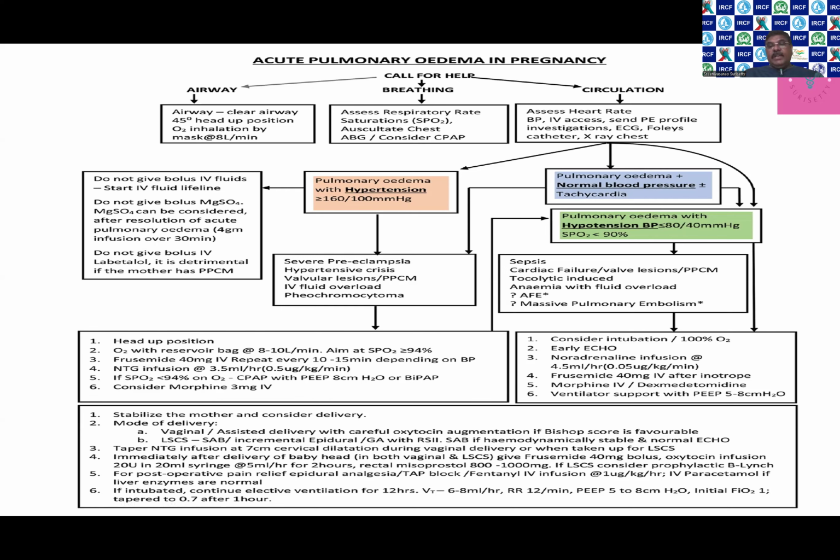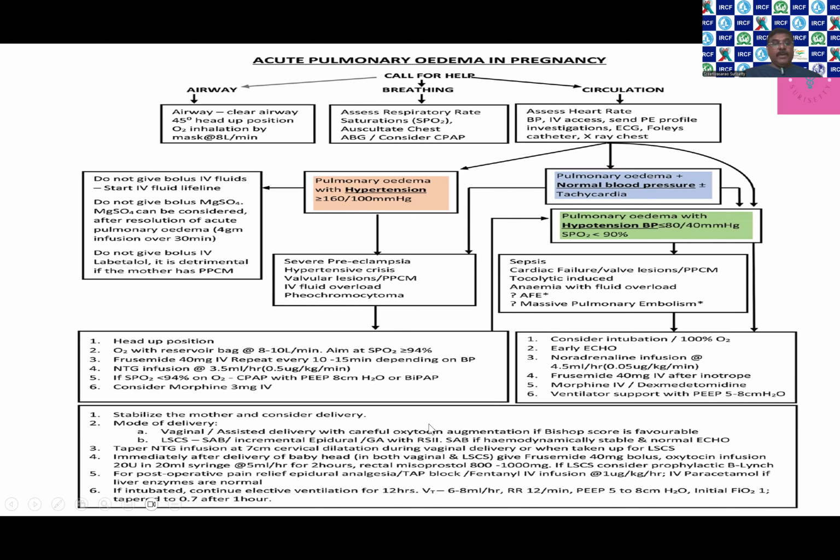If the patient's condition is deteriorating, you have to intubate the patient and go for an early echo to diagnose the condition, and take the help of noradrenaline 4.5 ml per hour, that is 0.05 micrograms per kg per minute, to maintain the inotropism. Along with the vasopressors, you have to give furosemide 40 milligrams IV, only after the inotrope. And you have to give morphine IV and dexmedetomidine to decrease the sympathetic discharge. So you have to take ventilator support with PEEP of 5 to 8 centimeters H2O.